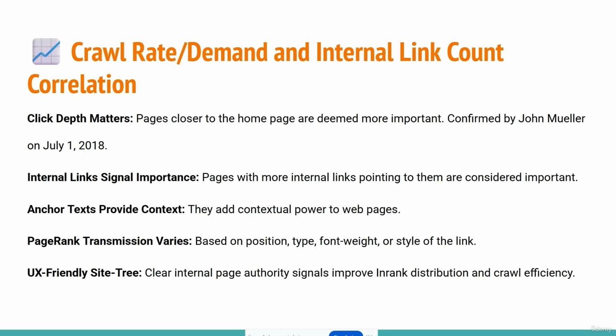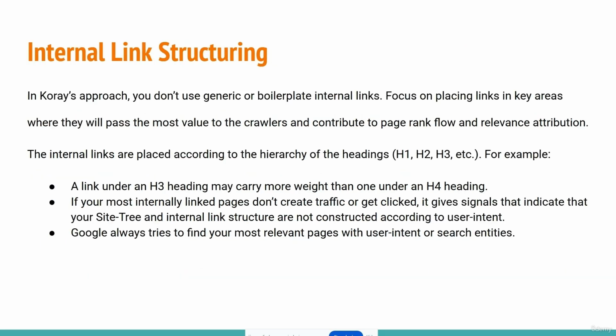Then there is page rank transmission. This is based on position, type, and font. It is also based on a UX-friendly site structure. Clear internal pages signal authority and improve internal linking. We must ensure the efficiency of internal links tracking. Using the approach of Core Web Vitals, you can bypass generic and boilerplate internal links, meaning those in the header and footer, and prioritize relevance.